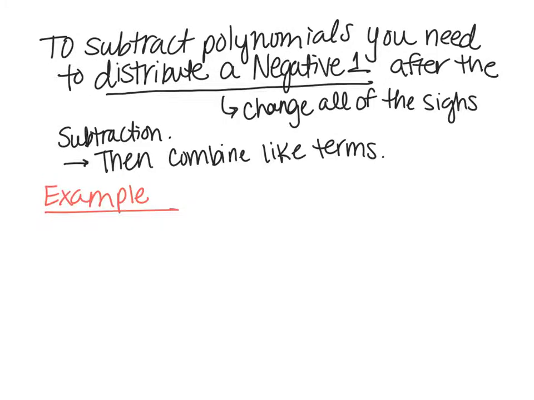So now we want to see what's going to happen when we subtract polynomials. For this, I need to distribute a negative 1, which all that means is I'm going to change the signs of every value after the subtraction. Then I'm going to combine my like terms. So let's say, for example, we had an expression where we had 2x to the 4th minus 7x cubed plus 3x squared minus 9.